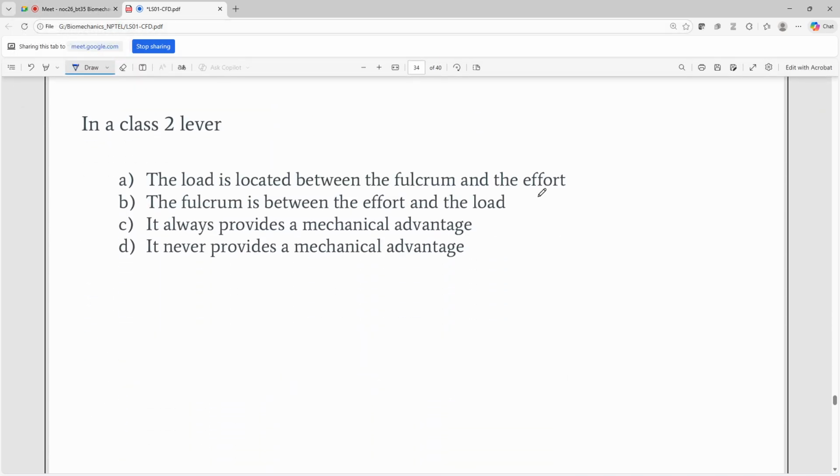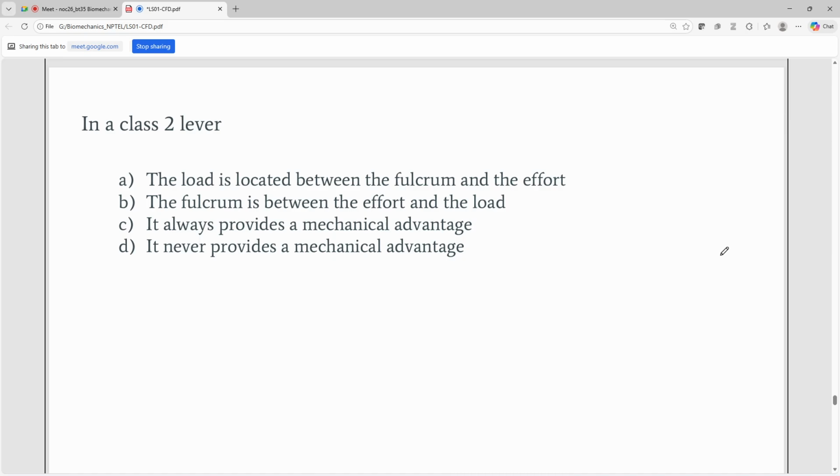Moving on to the next question. In a class 2 lever, we have already discussed class 1 lever. So in a class 2 lever, what happens? Option A, the load is located between fulcrum and effort. Option B, the fulcrum is between the effort and load. Option C, it always provides a mechanical advantage. Option D, it never provides a mechanical advantage. Try to answer the question.